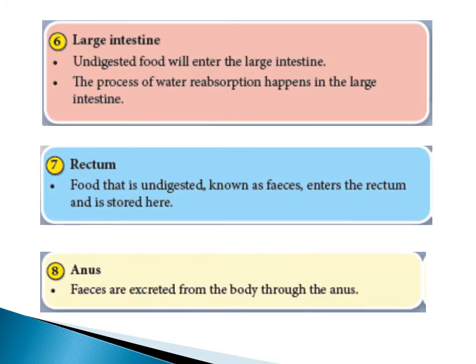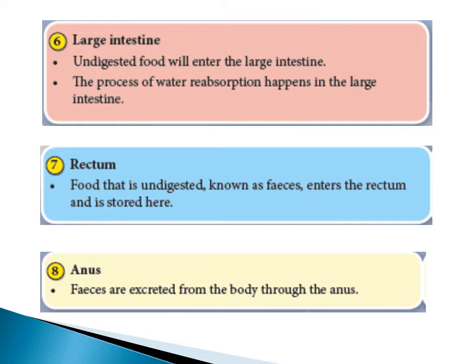Large intestine. Undigested food will enter the large intestine. The process of water reabsorption happens in the large intestine. That means slowly water will be reabsorbed back into the human system, especially into the blood.